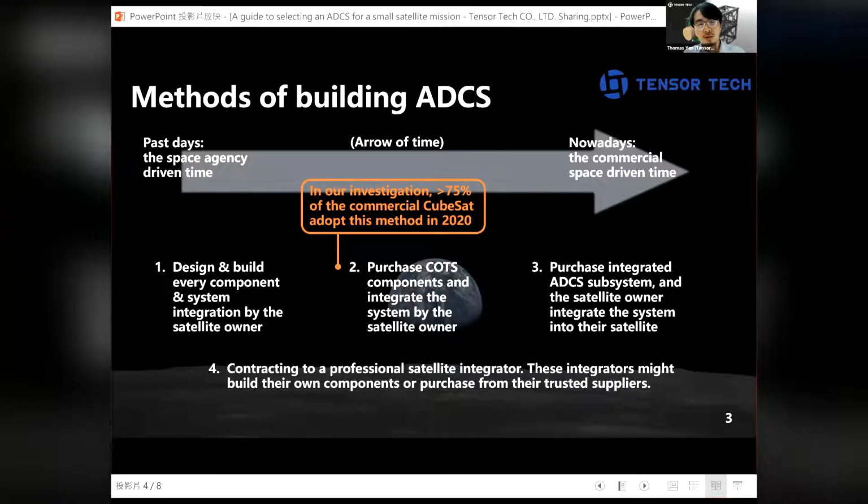And then there is also always the fourth method, where you can hire a contractor to build your satellites. And these contractors could purchase components or purchase an integrated ADCS and build an ADCS for you. But in today's talk, I will be focused on method 2 and method 3 majorly.